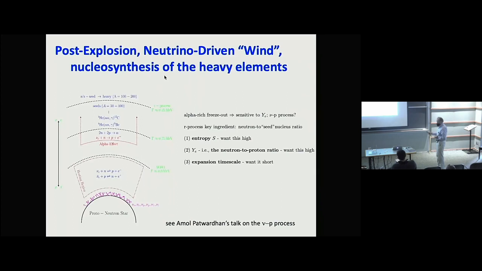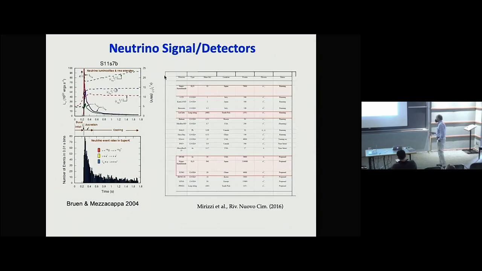You could turn up the entropy. That will reduce the number of seed nuclei, which ironically is absolutely helpful. You could just brute force increase the neutron to proton ratio, that is reduce Ye. Or you could have the expansion timescale really short. And that helps because to get seed nuclei, you have to go through these 3-body reactions like alpha, alpha, n to beryllium-9. So if there's less time in the expansion to do that, there'll be fewer seed nuclei. So that's good. And of course, there's the neutrino signal.